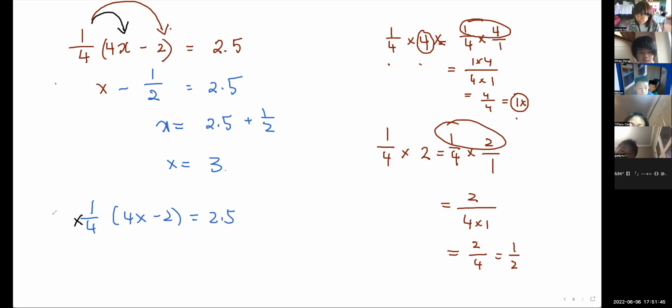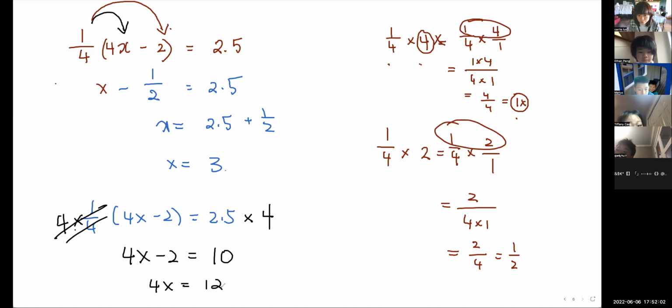So times what, Ethan? 4. Thank you. And this part I need to times 4. Very good. So this one's gone. So 4x minus 2 equals 2.5 times 4 equals 10, right? So 4x equals 12. So x equals 3. Get it, everybody?